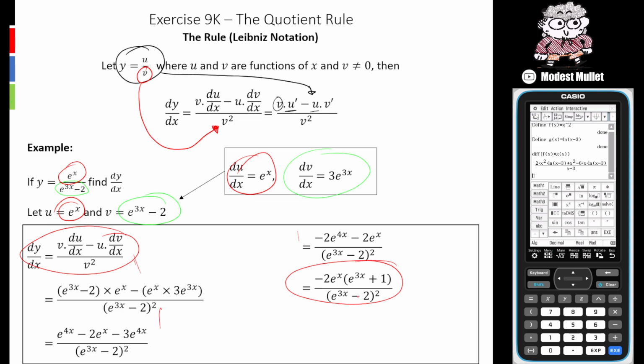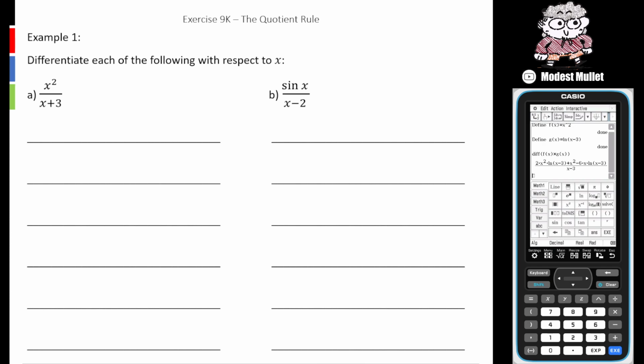But that would then lead to some restrictions, like you can't have that denominator equal to 0, otherwise the derivative doesn't exist. But let's jump straight in and do a couple of quick examples. So I'm going to let u, and we always let u be the numerator, be x squared, and v equal to x plus 3. So straight away u dash is 2x, and v dash is just 1.